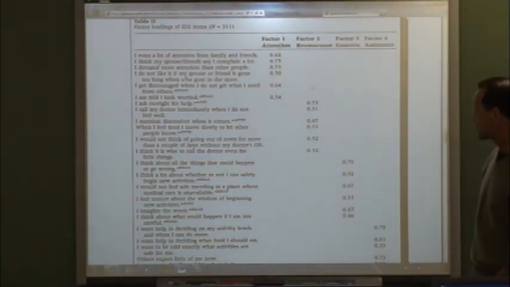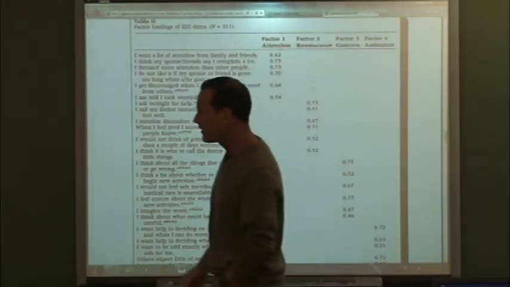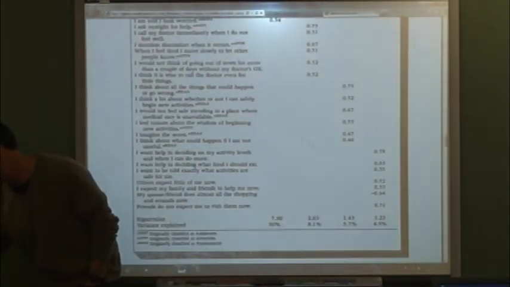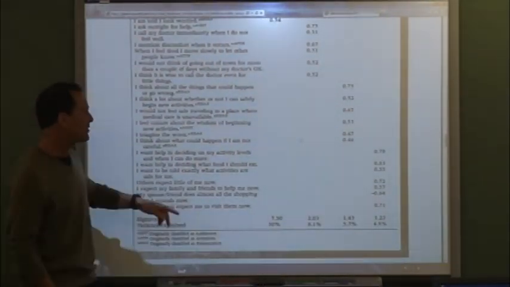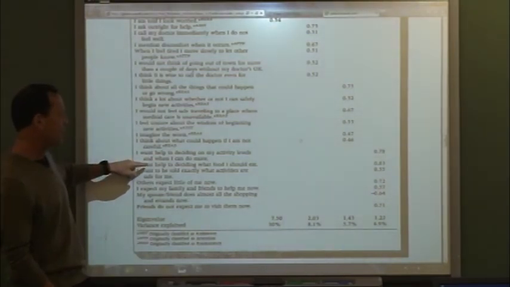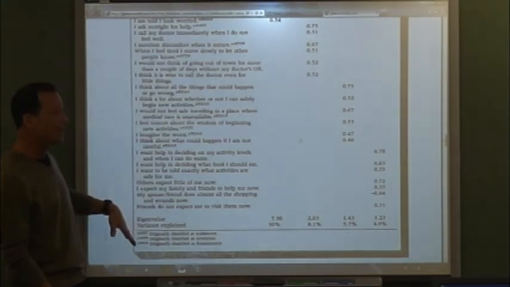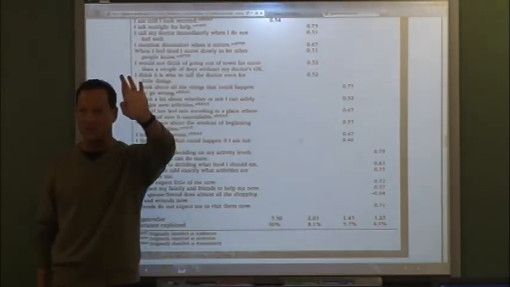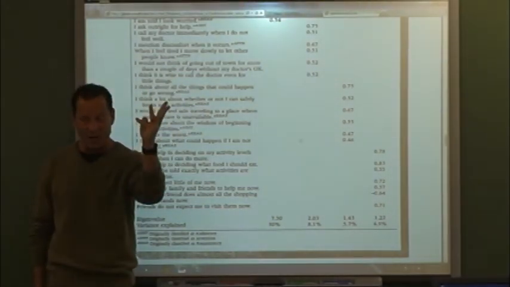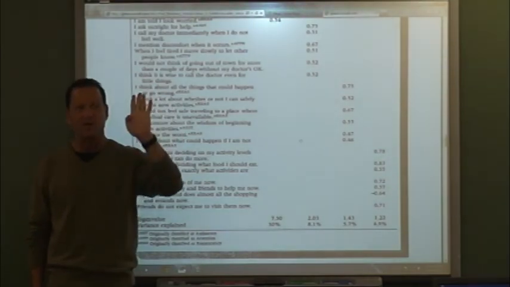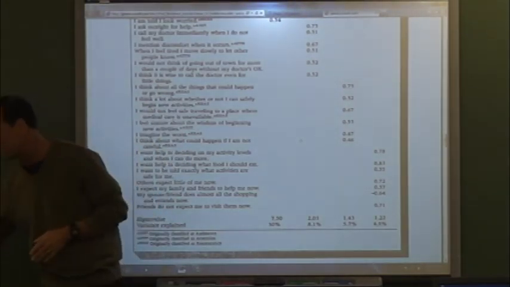Now, you know where things got screwy, everybody. And then look at assistance, everybody. Look at assistance. I want help in deciding on my activity levels, when I can do more. I want help in deciding what food I should eat. That came out pretty good. But then a 4th factor kept emerging. We expected 3, a 4th kept emerging, regardless of types of rotation and extraction.